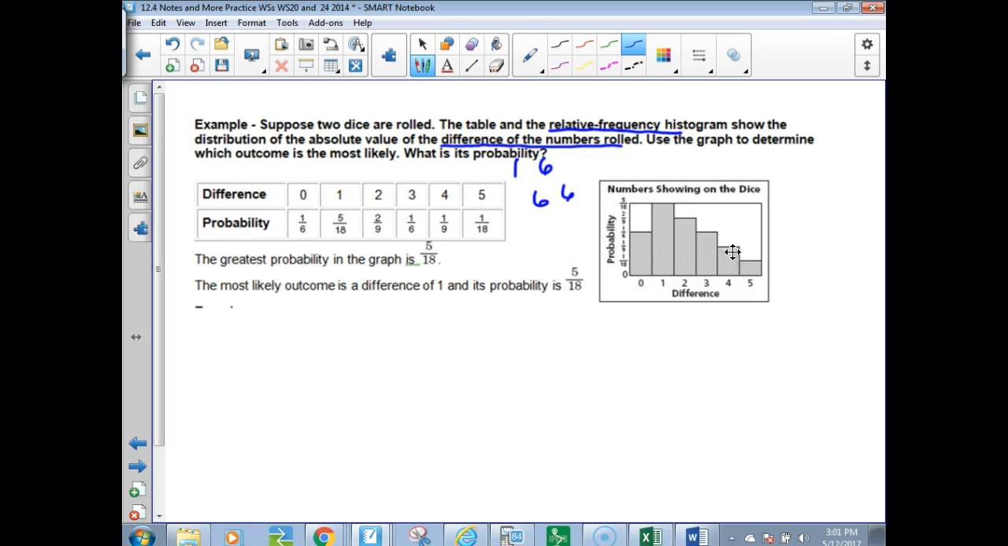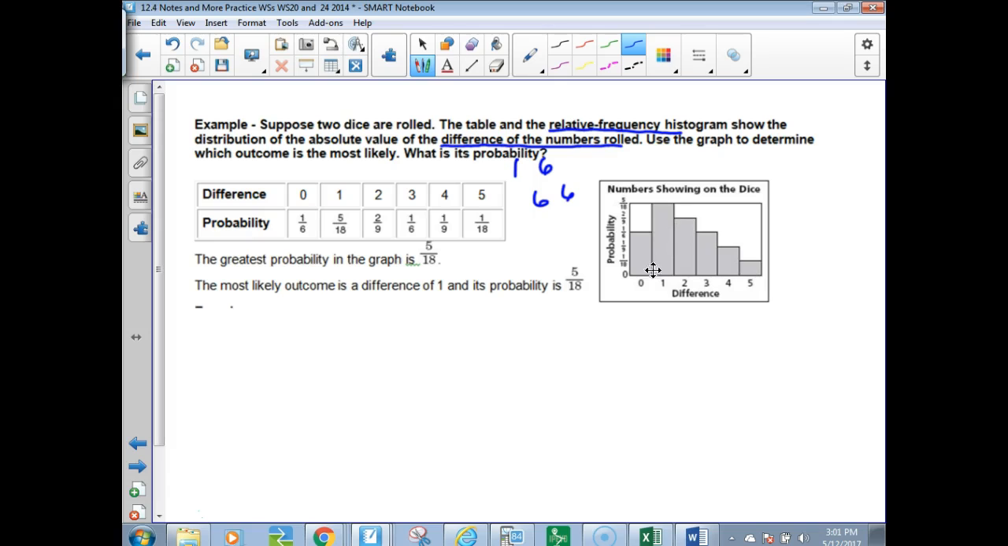So this relative frequency table, this histogram, is showing how often each difference occurs when you roll the die. So getting a 0 happens 1 out of 6, 1/6 of the time. Getting 1 is 5/18, 2 is 2/9, etc. And this is just a graph of that situation.